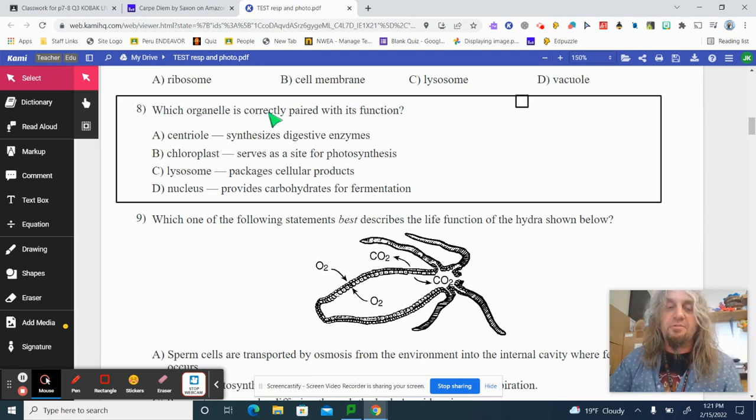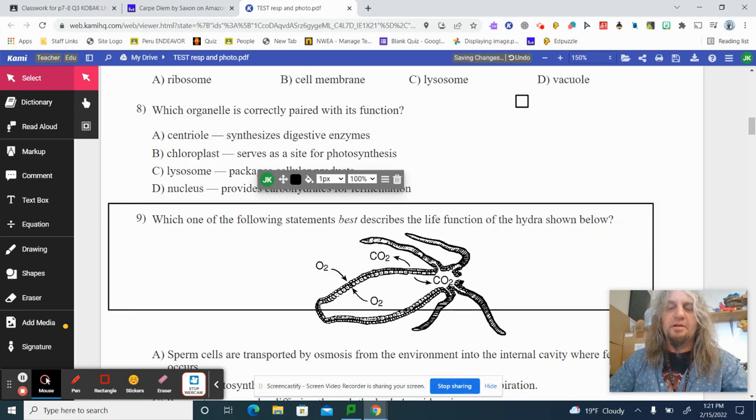Question 8. Which organelle is correctly paired with its function? A. The centriole synthesizes digestive enzymes. B. The chloroplast serves as a site for photosynthesis. C. The lysosome packages cellular products. Or D. The nucleus provides carbohydrates for fermentation. Tricky ones here.